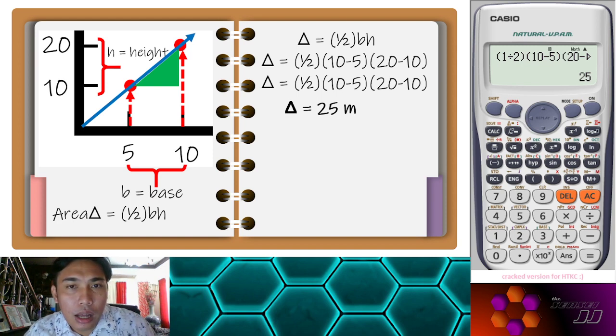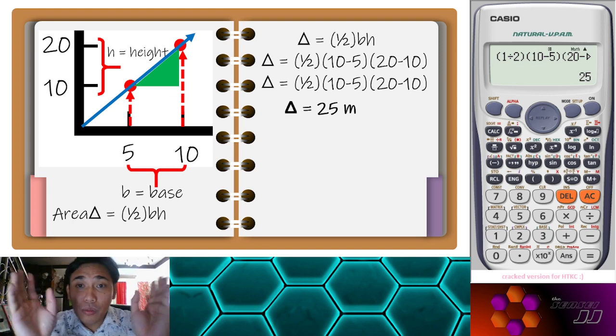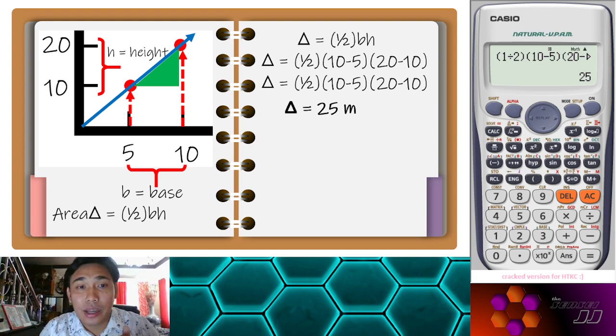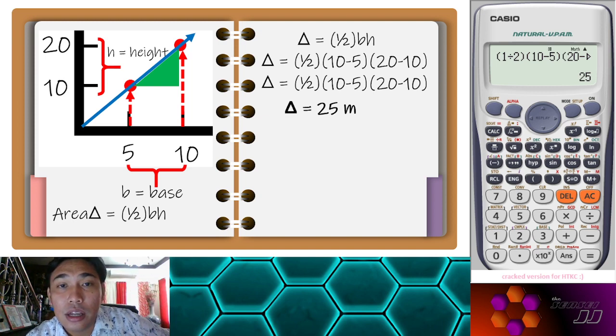So, sir, how did you arrive at the unit of meters? Guys, as you can see, the velocity has a unit of meter per second, and the unit of time is in seconds. When you multiply those two, meter per second and second, what is going to happen? You can cancel out the second, and the meter will remain, and that is what you're going to use as the unit for distance.